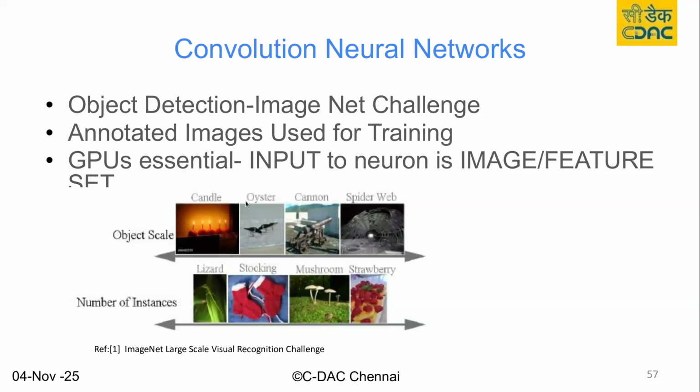So 1,000 such objects like candle, oyster, lizard, stocking, mushroom, strawberry, etc. were labeled in the images. There were, I think, almost 3 lakh plus images. And AlexNet, which was designed by Alex in Google, used this image dataset to improve the accuracy up to 15%. And it took 2 weeks for him to do the neural network training process, which is the process we earlier saw of adjusting the weights.